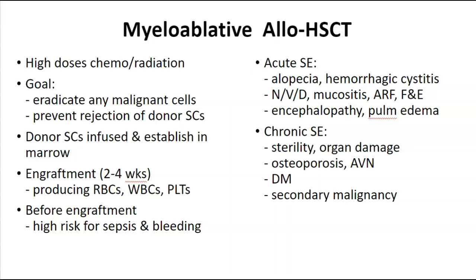All right, so when we do myeloablative allo stem cell transplant, the person that's getting the transplant will need high-dose chemoradiation. And then the person's stem cells are infused, and then we would hope that within 2 to 4 weeks those stem cells have gone to work and are now producing reds and whites and platelets. But until that happens, the person is at high risk for infection and bleeding. So there are some acute side effects and then some chronic side effects of having these done. So just take a peek at those.